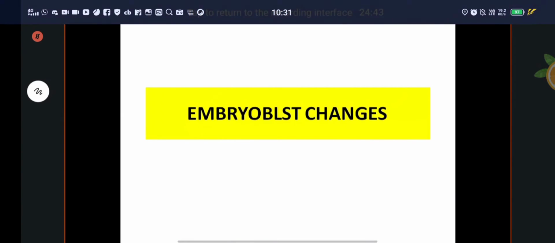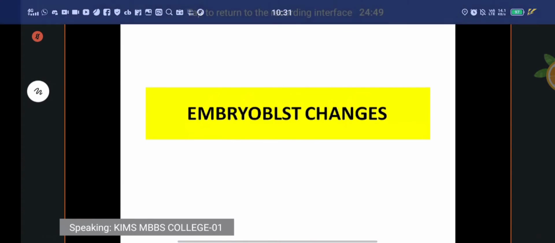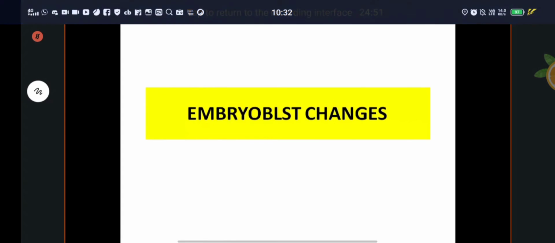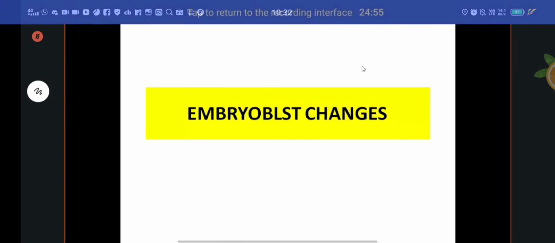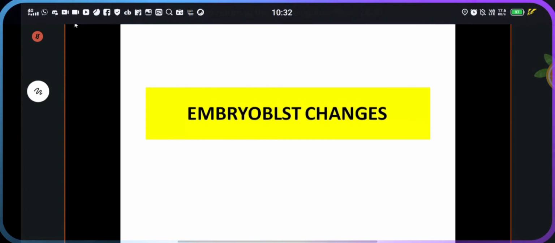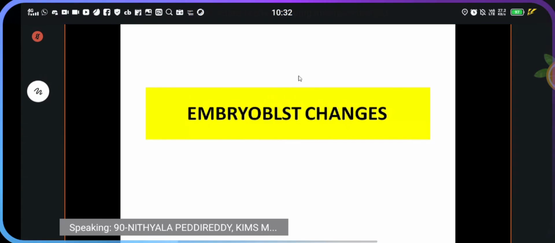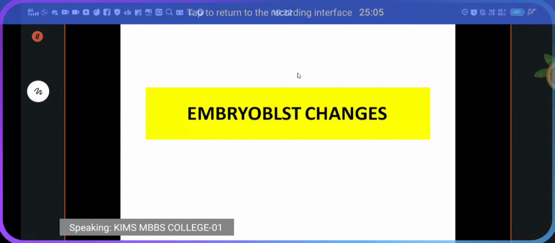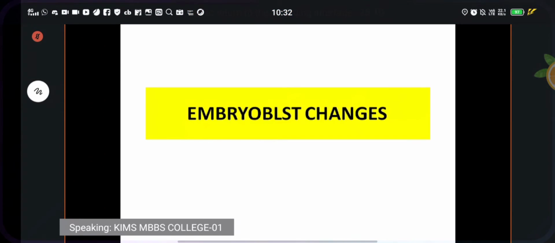Till now we have seen the trophoblastic changes. Simple thing: in trophoblastic changes, first the trophoblast divides into two layers. What are they? Anyone? You can unmute your phone and say the answer. Syncytiotrophoblast and inner cytotrophoblast. Whereas I can see the messages like someone is speaking.